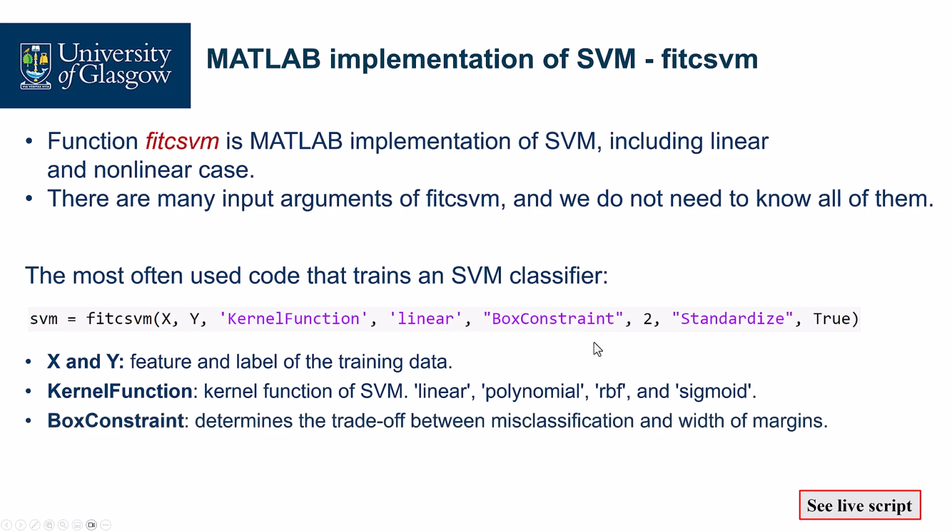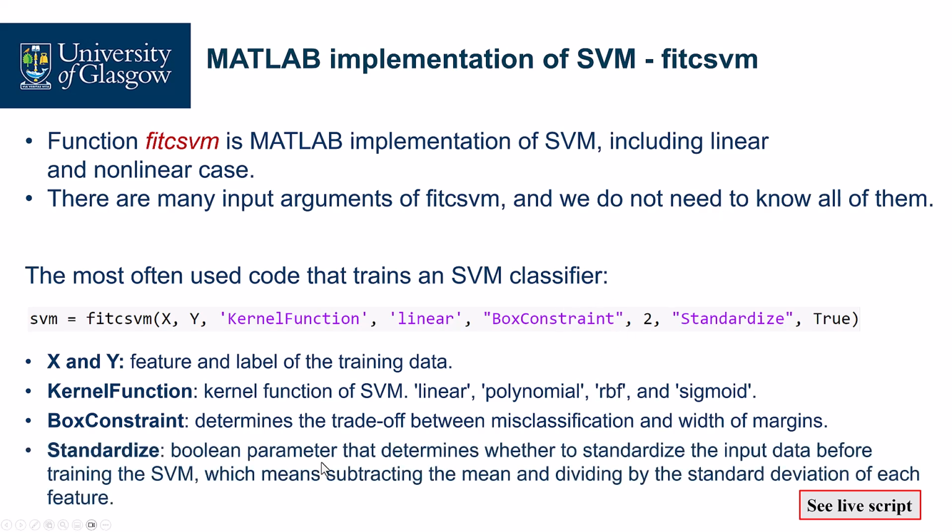So what is the box constraint? I think you may remember the C, right? The C to penalize the misclassification. That is the box constraint. This one trades off the misclassification and the width of the margin. The larger the width, the more misclassification, right? But more generalization ability. So this is the box constraint, the C value.